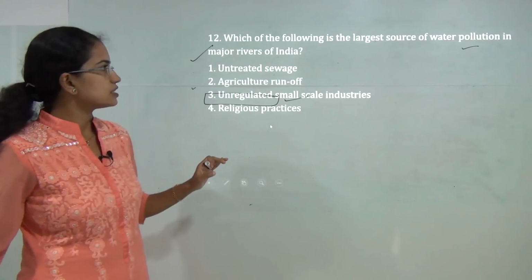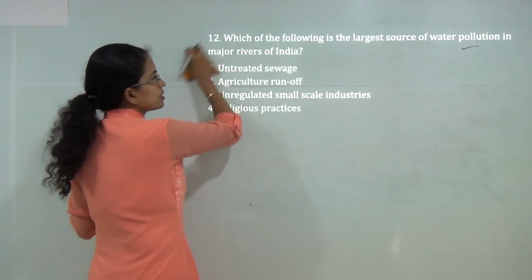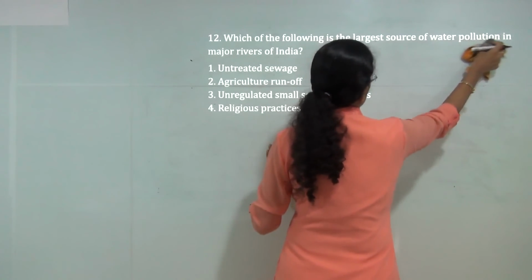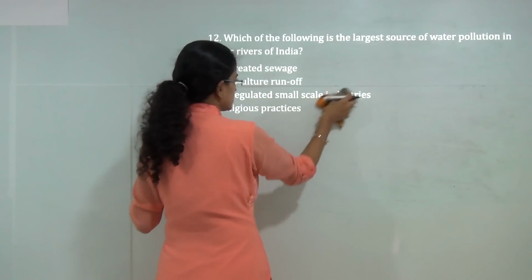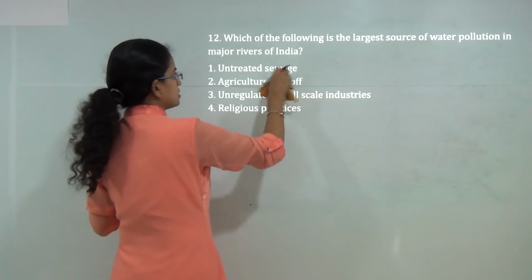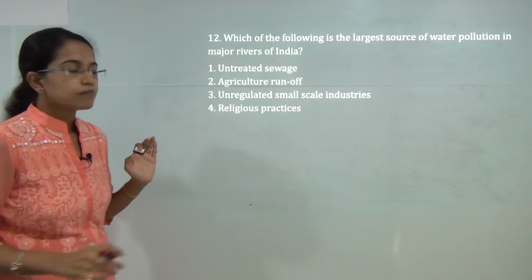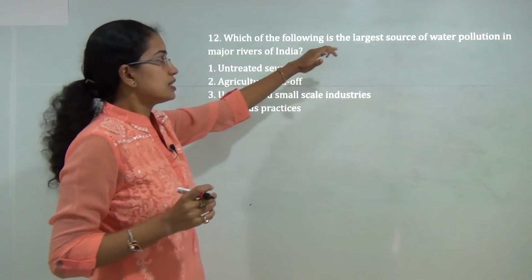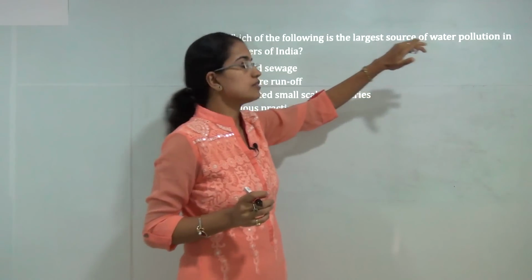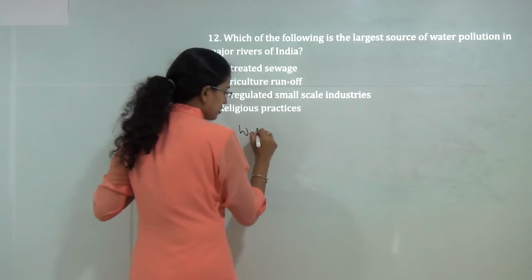The next question is, which of the following is the largest source of water pollutant of the major rivers of India? Now this is something indirectly related to the current affairs that's in the news. The cleaning of Ganga or the Swachh Bharat Abhiyan, part of that I can say. So what you have here is the largest source of water pollution for rivers. Now there are two things. I am talking about water pollution.